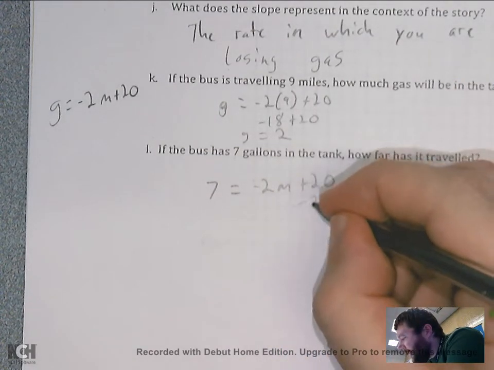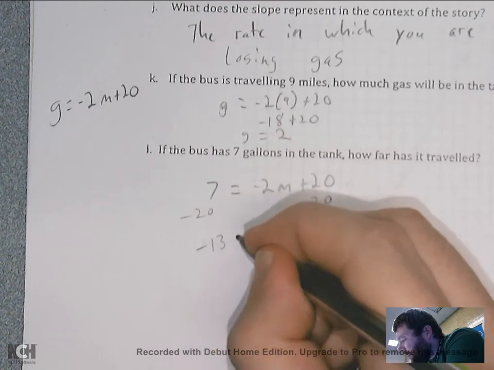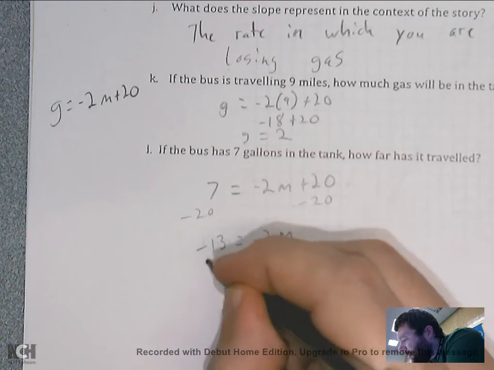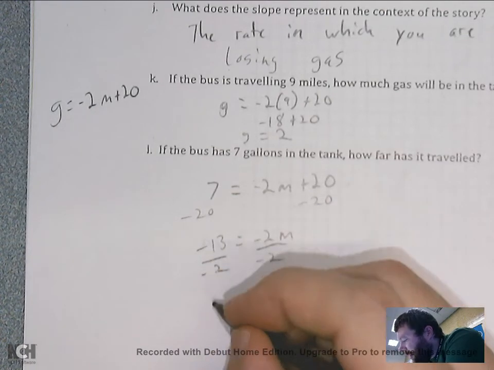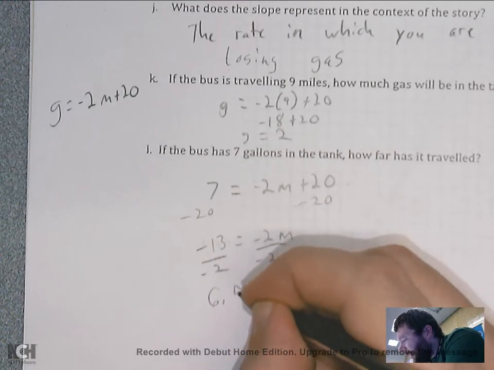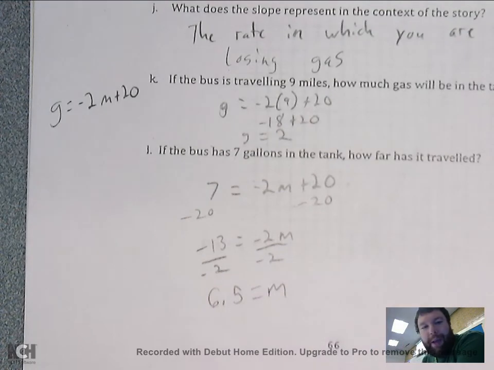So the first thing I do is minus 20 to each side. That'd give me -13 is equal to -2m. Divide by -2, and I'm going to get positive 6.5 equals m. So that means I've driven 6.5 miles if I have 7 gallons left in my tank.